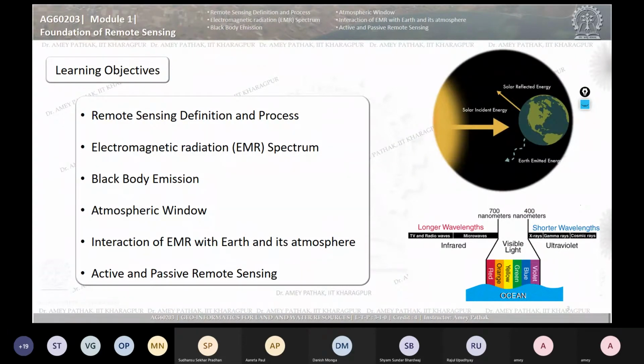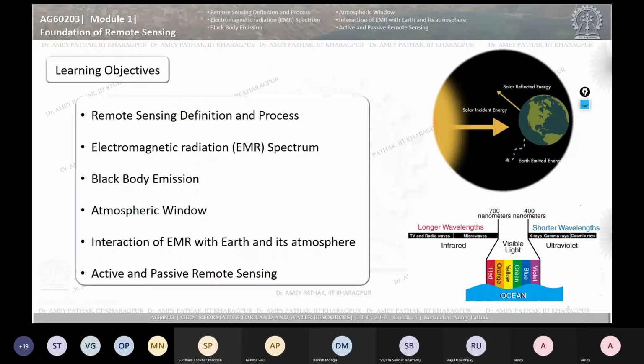Then some theory related with the black body emission, its emissivity, and how we can connect that concept with remote sensing, what you are going to do in this subject. Then atmospheric window, which is again linked with the electromagnetic spectrum. That is also we are going to see in this module.